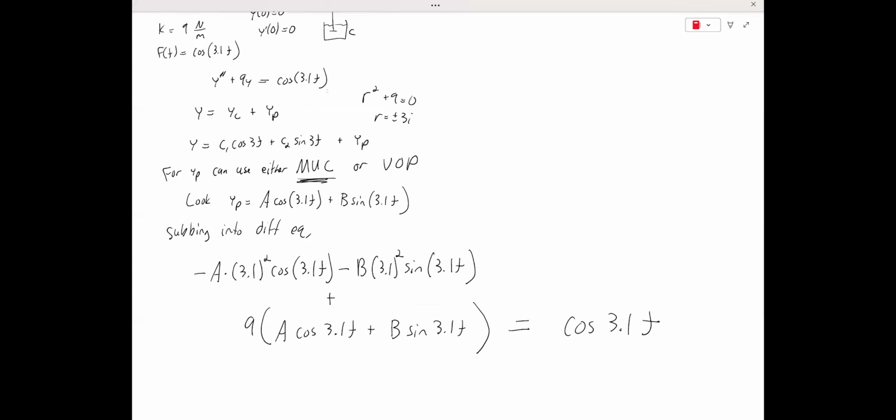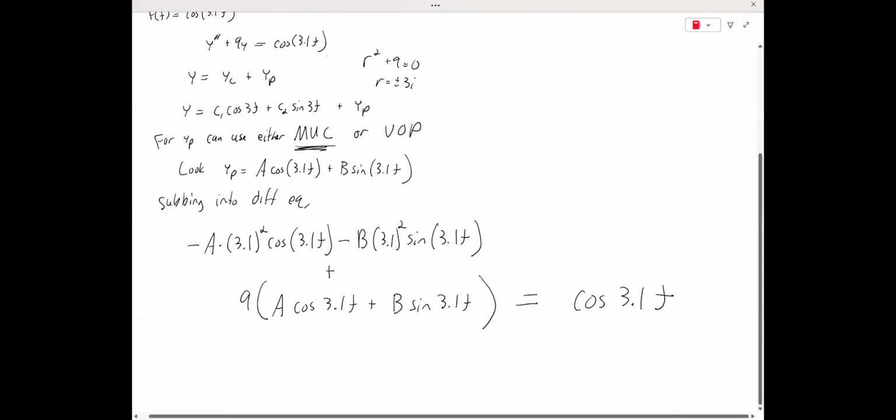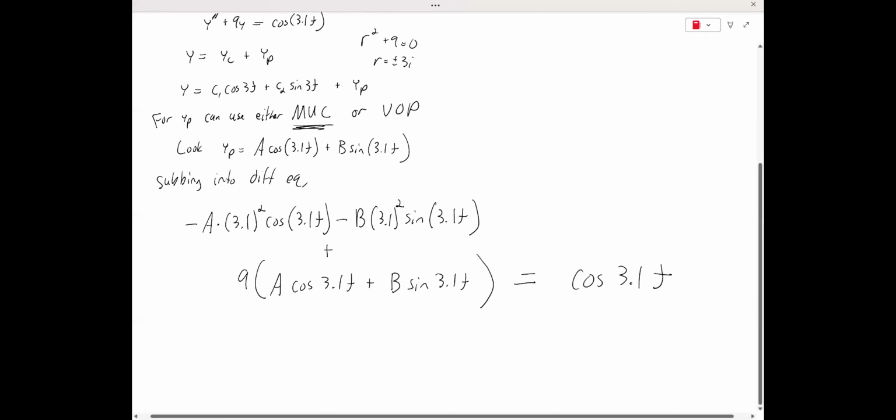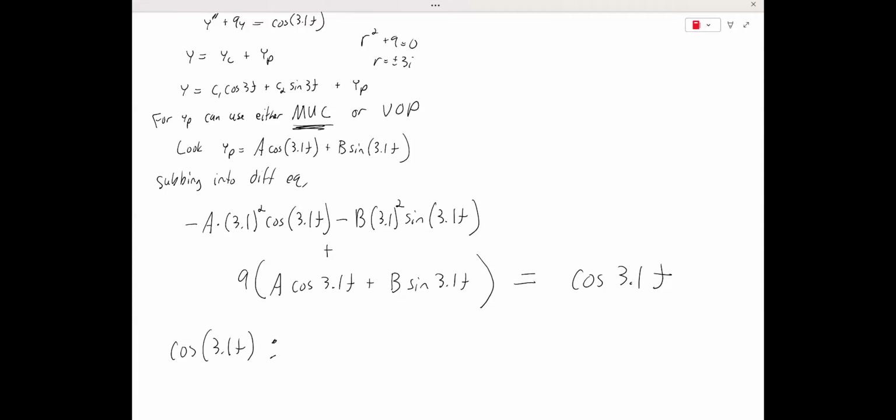Let's end up with this here then. Okay, so anything there so far? Now, the kinds of terms you have here, there's two kinds of terms. There's a cosine 3.1t kind of term, and the other kind of term is the sine 3.1t kind of term there. Now we'll compare coefficients on it.